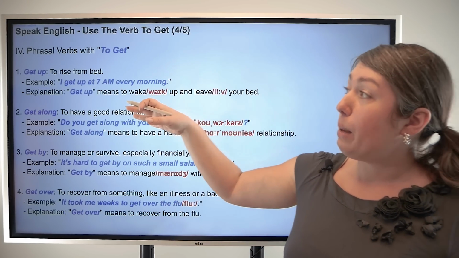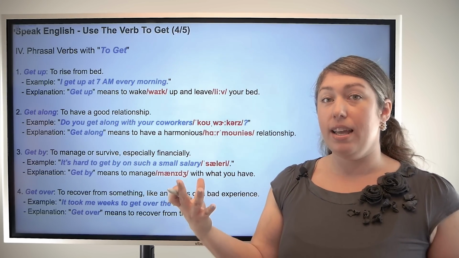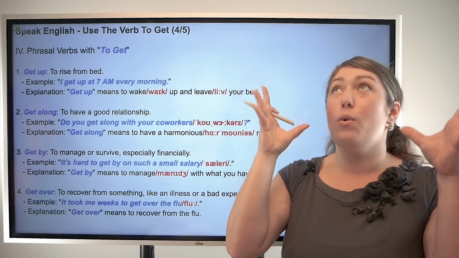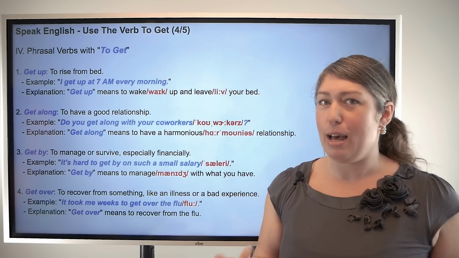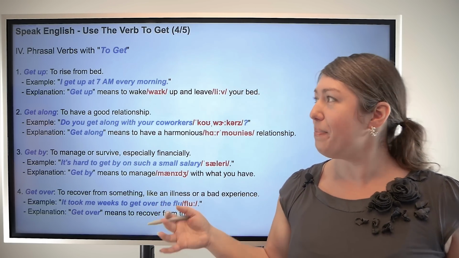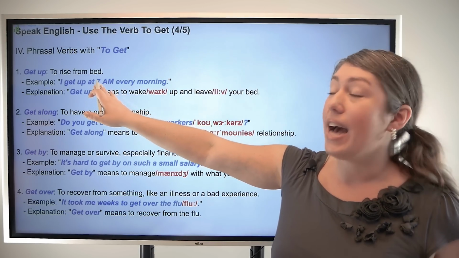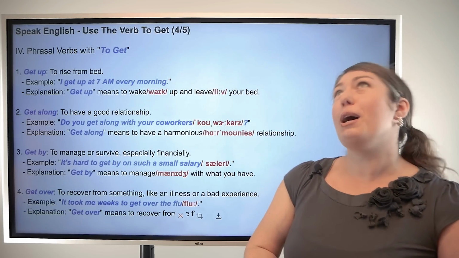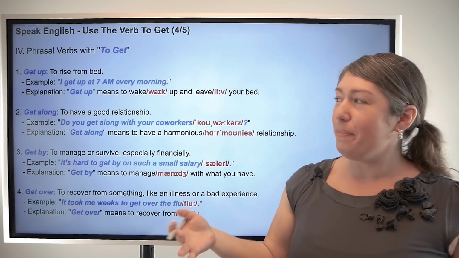Let's take a look at phrasal verbs with to get. Remember, a phrasal verb is a base verb with a particle that may change the meaning of the base verb itself or take on a new meaning with the words combined. Number 1, get up. This means to rise from bed. It means to wake up and get out of bed. So if you're simply awake but you're laying in bed, that's not getting up. You have to also get out of your bed. For example, I get up at 7 a.m. every morning. It doesn't mean you open your eyes at 7 and you lay there for a couple of hours. You actually get out of bed.